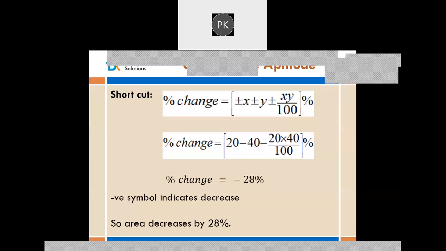A shopkeeper cheats 15% at the time of buying a product. He again cheats 20% while selling this product to his customers. Then find the net profit or loss made by the shopkeeper. Always remember, cheating is always a profit.